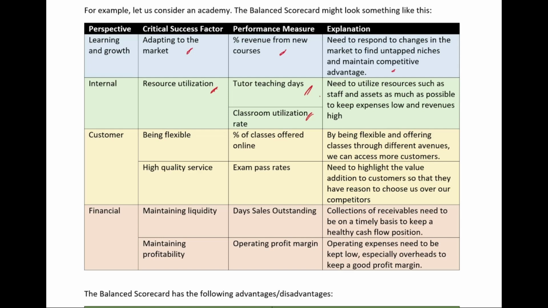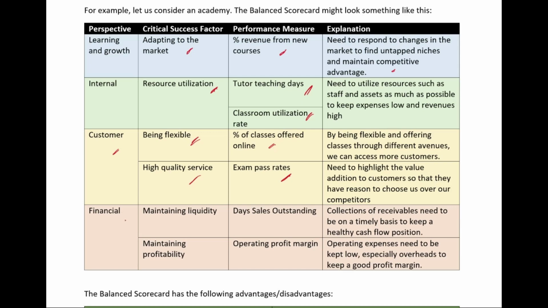Then you have the customer perspective. You might need to be flexible because customers always value that in this day and age, and you need to obviously have a high quality service. So flexibility can be based on the percentage of classes offered online, right? If you're offering different variations so that they can attend a class, but if they're not able to attend, maybe they can do the online class. Quality can be assessed through the exam pass rates, for example. And if you're flexible, you'll attract more customers. And if you have high quality, you'll retain your customers and highlight why they should choose you over your competitors.